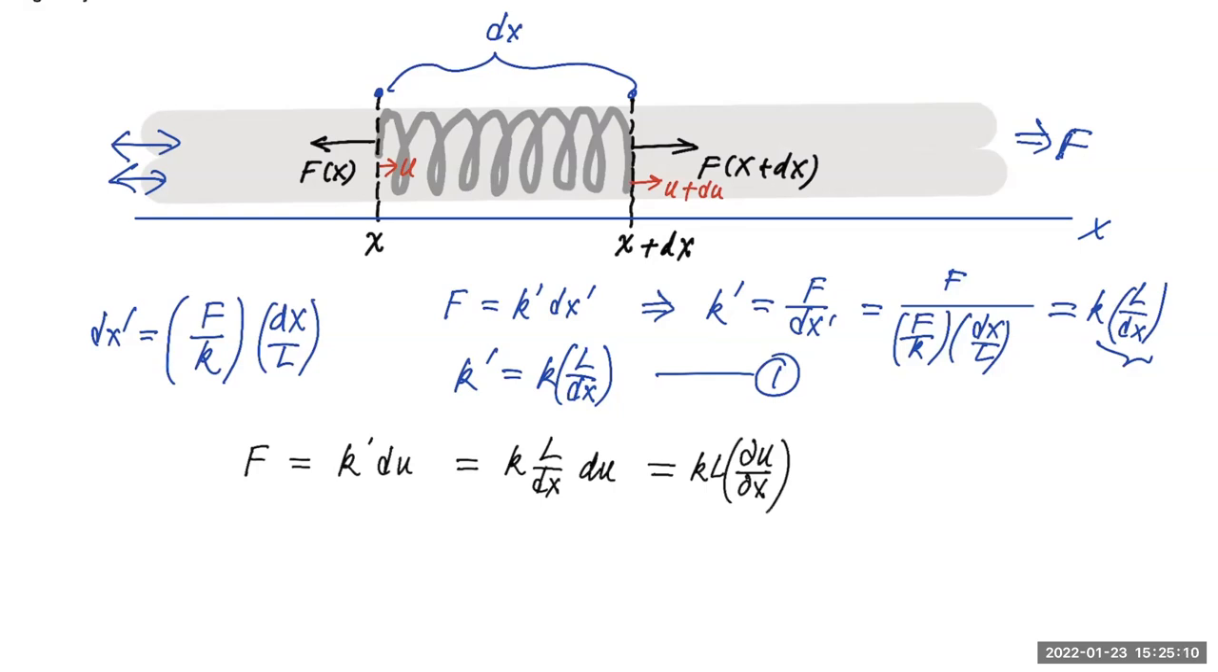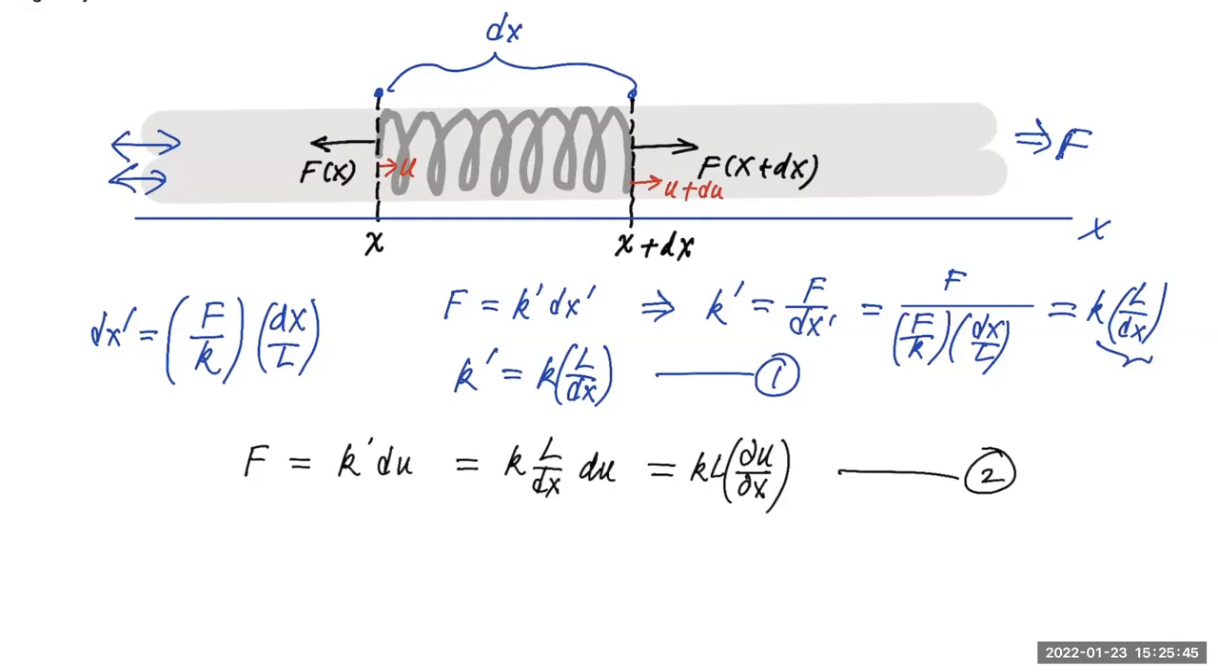Why do I do that? Because u is a function of both x and t. The displacement of every part of the spring depends on where that part is and what time it is. But here, when I do this derivative, I am fixing the time t. Both the left and right edge movements u and u plus du are considered at the same moment. And so therefore, the derivative is only with respect to x, not to t. Therefore, it's partial u over partial x. So here is equation number 2, just basically Hooke's law applied to this segment.